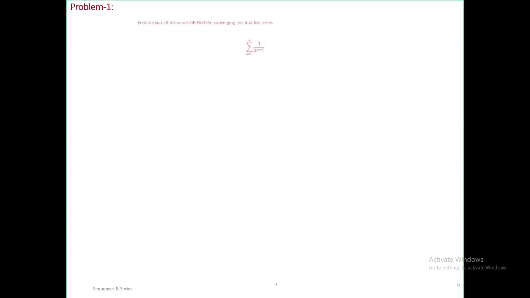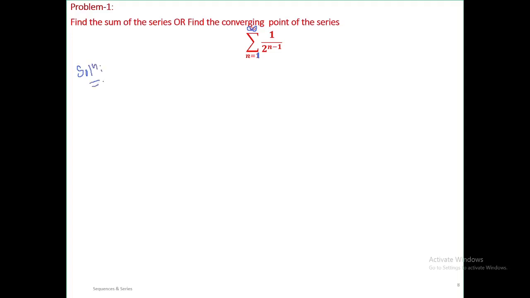Look at one problem. Find the sum of the series or find the converging point of the series. Here n is running from 1 to infinity. Now according to the methodology, to say the convergence or divergence of a series, we need to develop the sequence of nth partial sums. What is the sequence of nth partial sums?